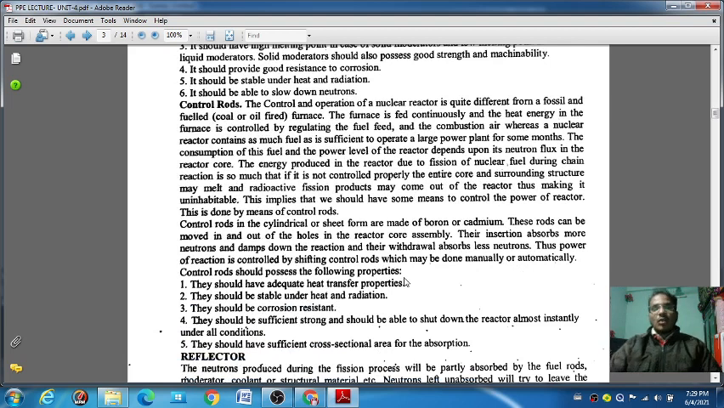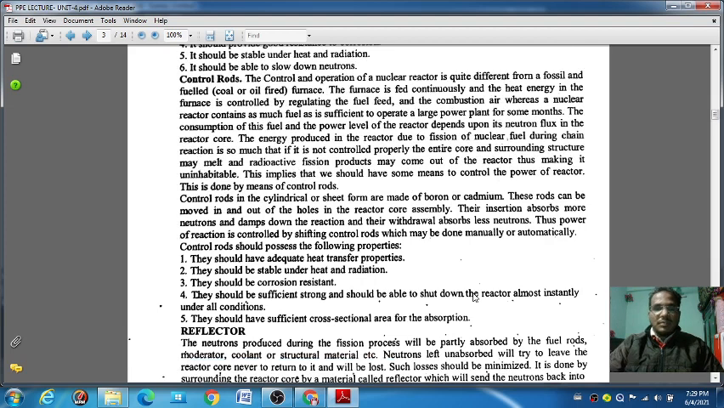Here the control rods are nothing but like the blades of our mixer grinder jar, some rods inside the blades. Those are the control rods. Control rods should possess the following properties: they should have adequate heat transfer properties, be stable under heat and radiation, be corrosion resistant, be sufficiently strong, and be able to shut down the reactor almost instantly under all conditions.